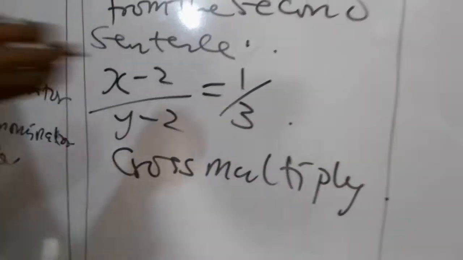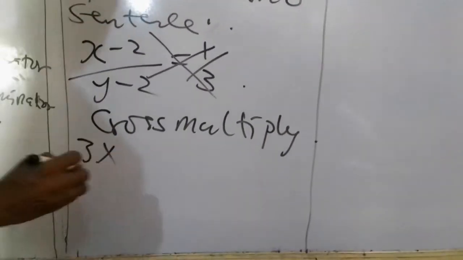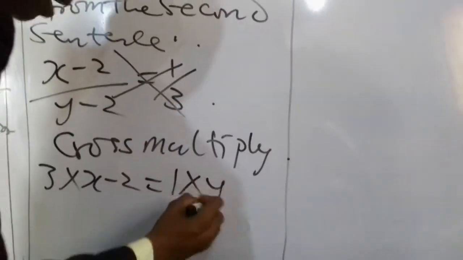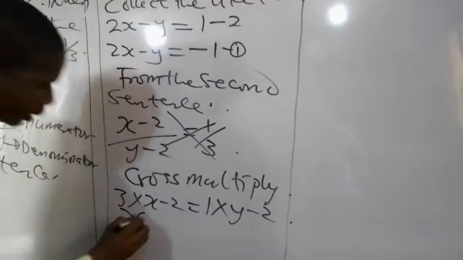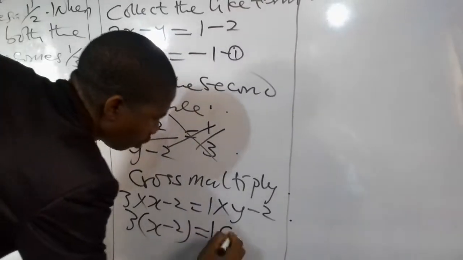Through cross multiplication, we cross multiply. That is 3 multiplied by x minus 2 is equal to 1 multiplied by y minus 2. That is 3 into bracket x minus 2 is equal to 1 into bracket y minus 2.